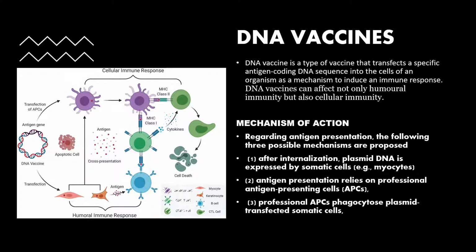Number 2. Antigen presentation relies on professional antigen presenting cells, APCs, for instance dendritic cells, DCs, that are transfected by the plasmid DNA at the injection site and then present the expressed antigen to T cells through MHC class 1 and 2 complexes. Number 3. Professional APCs phagocytose plasmid-transfected somatic cells, resulting in cross-priming and presentation of antigens to both CD4 plus and CD8 plus T cells, even in skin cells, which allow the direct presentation of antigens. A gene gun can deliver DNA directly into the Langerhans cells, and cross-presentation from keratinocytes is probably the main route.